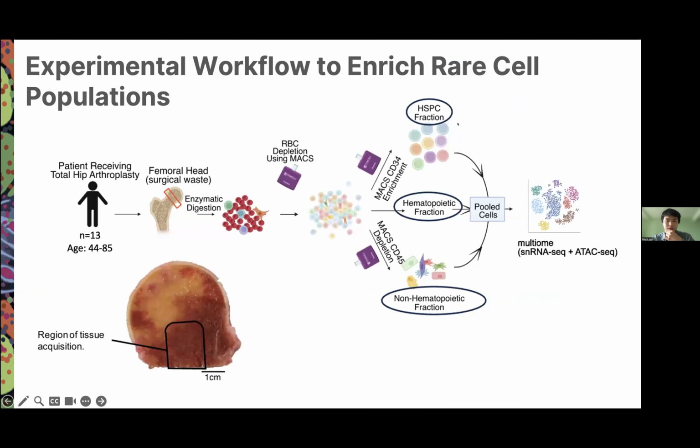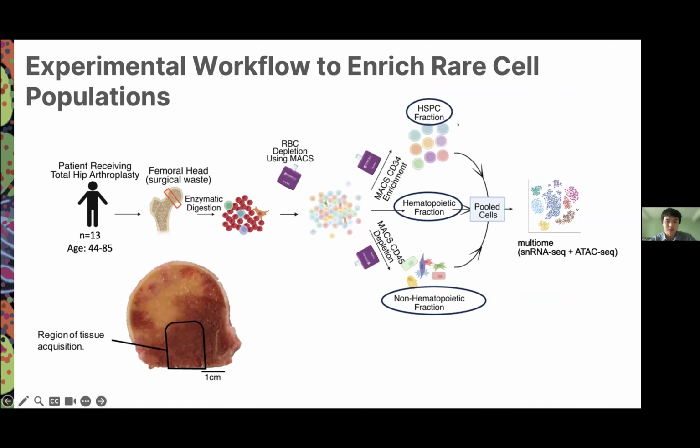So to collect the cells used for sequencing, we used a workflow to enrich rare cell populations. Our cells were collected from 13 geriatric patients ranging from ages 44 to 85, undergoing a complete hip replacement. Cells from the femoral head were enzymatically digested.